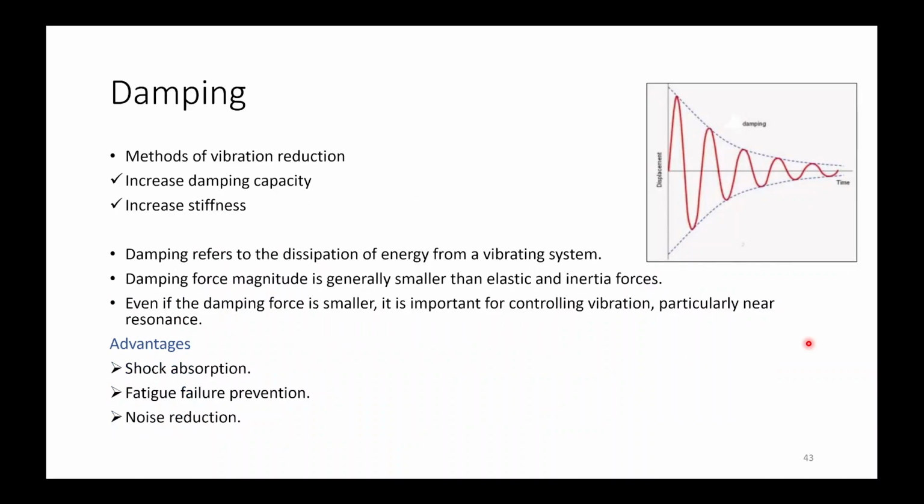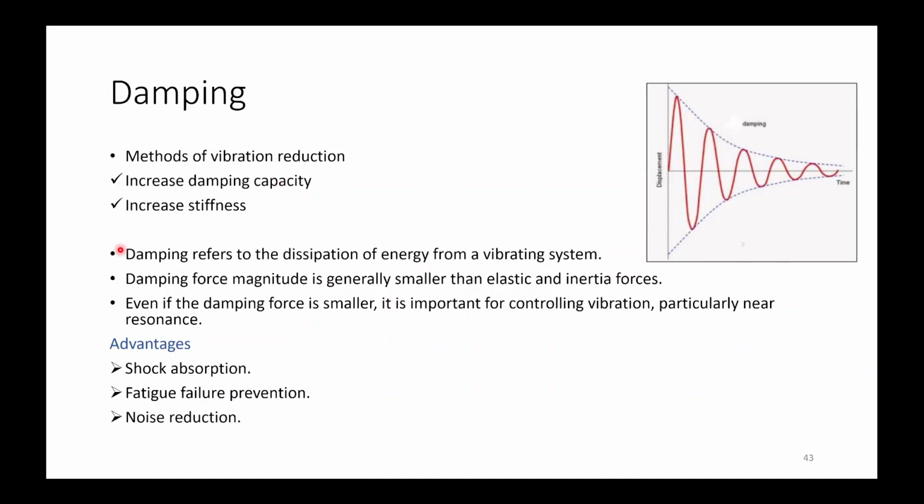Now the final mechanical property is damping. For methods of vibration reduction: if we want to reduce vibrations in a particular machine or vehicle, we can do it by two methods. We can either increase the damping capacity of the material, or we can use some stiff material.